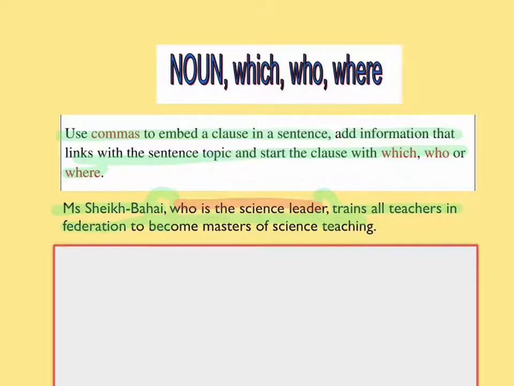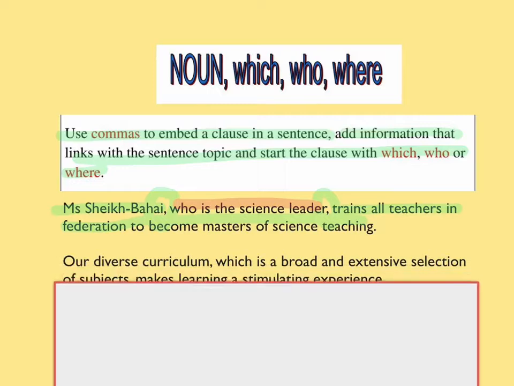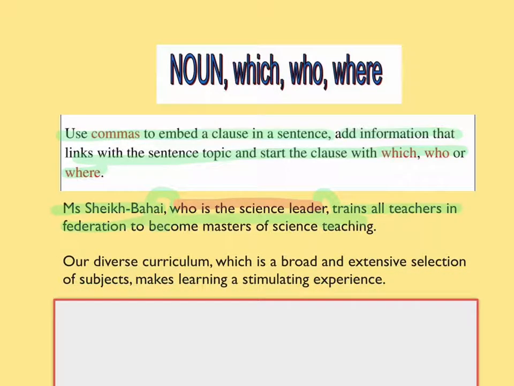Let's have a look at another example of a noun, which, who sentence. Our diverse curriculum, which is a broad and extensive selection of subjects, makes learning a stimulating experience. So let's just have a look at what my main sentence is. Here we are. Our diverse curriculum makes learning a stimulating experience. If I read it like this, it is a full sentence that makes sense on its own. It does not need anything else.